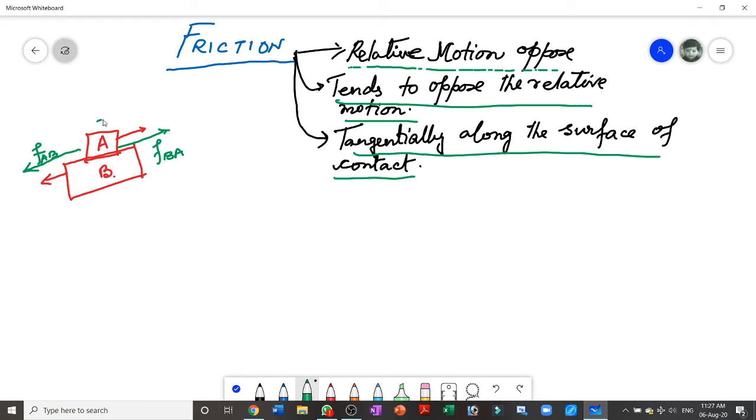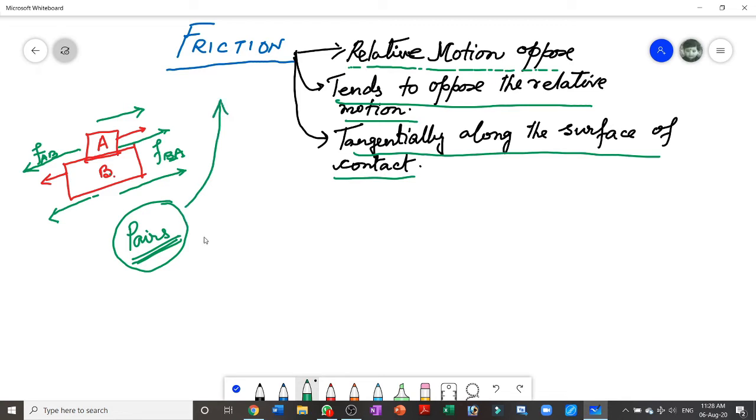That means if A wants to move along this side, B will pull along this side. And A sees that B is moving along this side, so it will try to move it along this side. So this is the force on B due to A, and this is the direction of force on A due to B. Now how does this act? It acts in pairs. Frictional force always exists in pairs, and it is also stated in Newton's third law of motion.